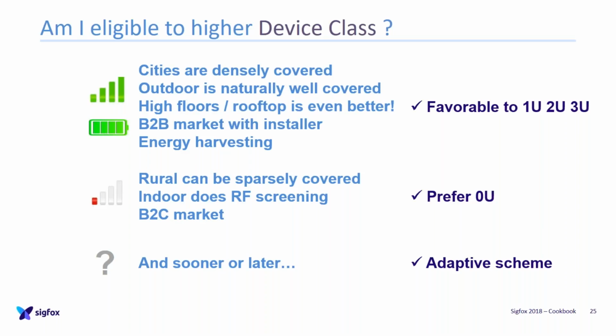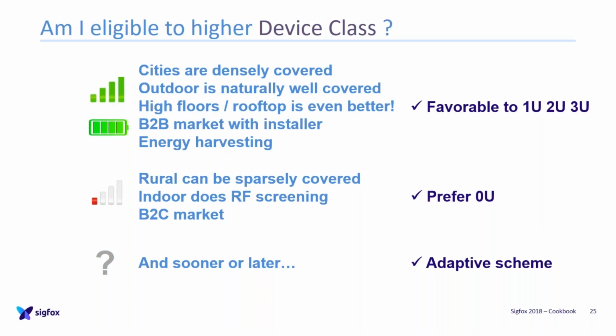Again, we are here in the same situation as before. Everything that is well covered and densely serviced by the deployed commercial networks with Sigfox is favorable to implementing higher class 1 and 2, even 3 in some very specific situations. Everything that is very sensitive to battery, such as energy harvesting, can maybe also sacrifice a little bit of the device footprint to get the energy harvesting benefit, because there is a large benefit in doing this.